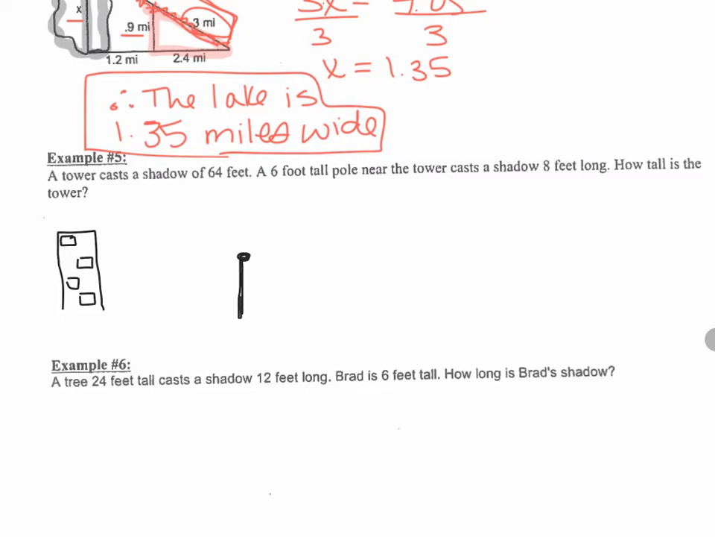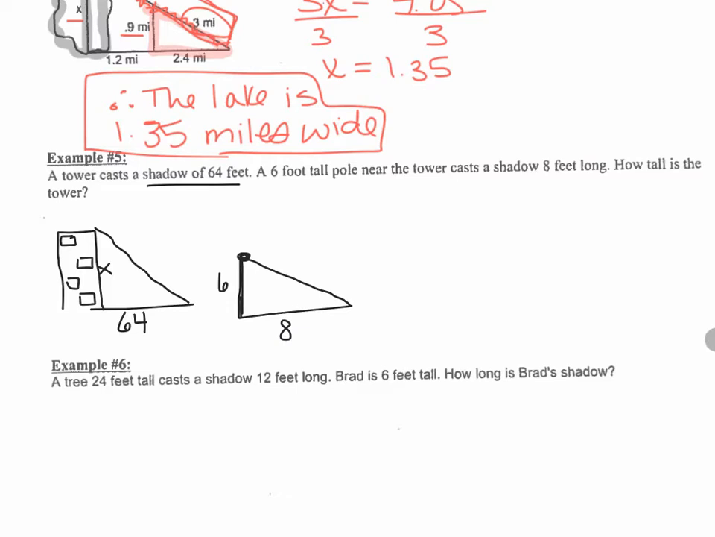So it says a tower casts a shadow of 64 feet. Shadows are always where? On the ground. So on the ground is here. That's 64. So now I have this pretty triangle. A 6-foot tall pole, so my pole is 6 feet tall, casts a shadow of 8 feet long. So where's my shadow? On the ground. That's 8 feet long. How tall is the tower? So I want to find that value x right there.